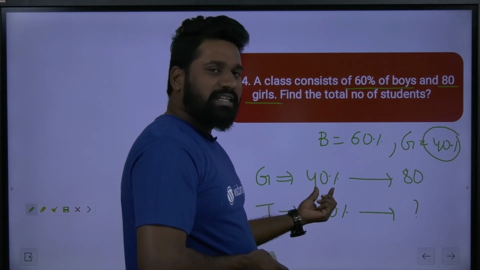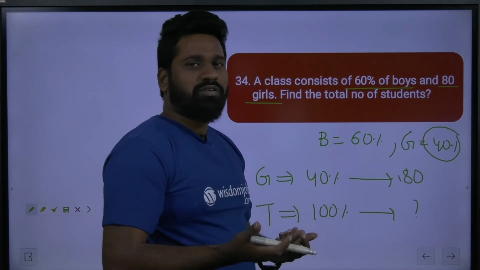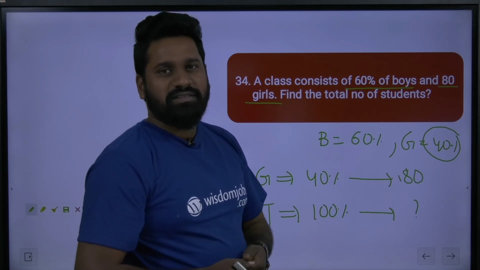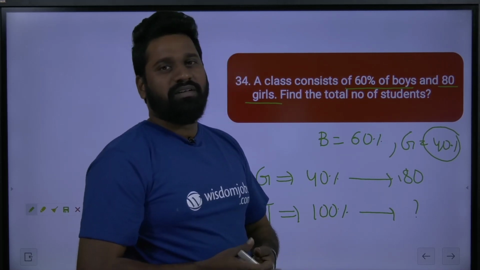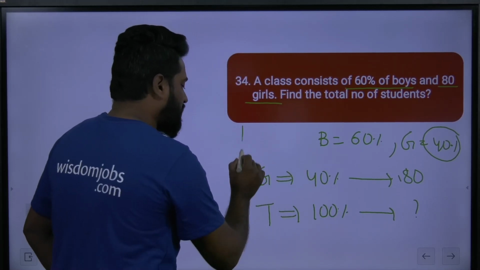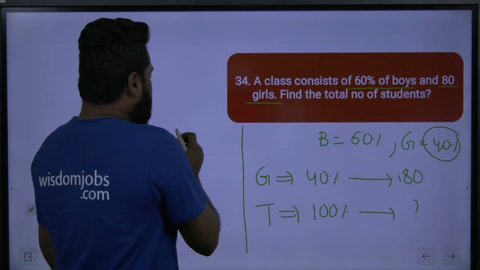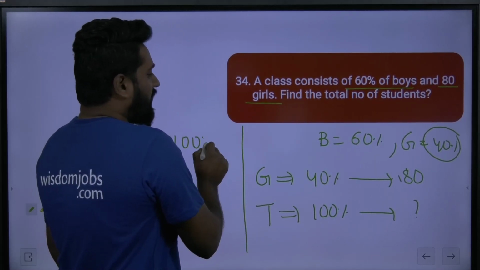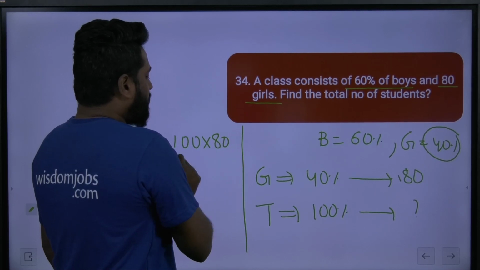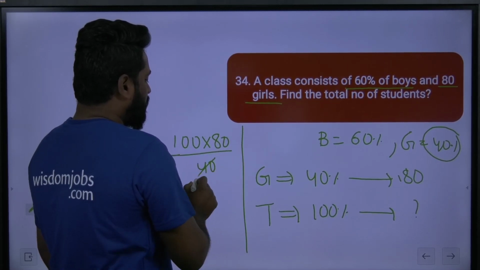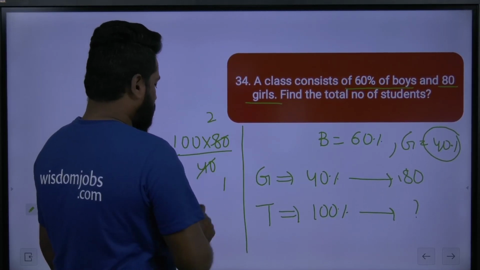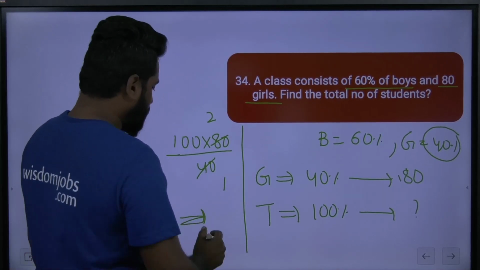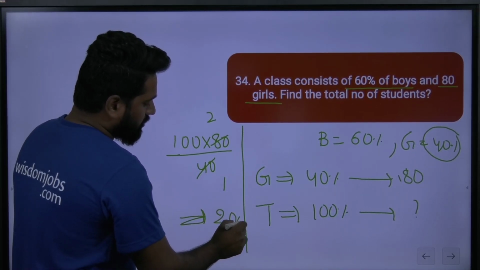So the girls' percentage you know, the girls' number you know. If you know that, this becomes very easy, because we are finding the total number of students here. So how much does it become? Cross multiplication, that is 100 into 80 by 40. So 40 twos are 80, so the total number of students becomes 200.